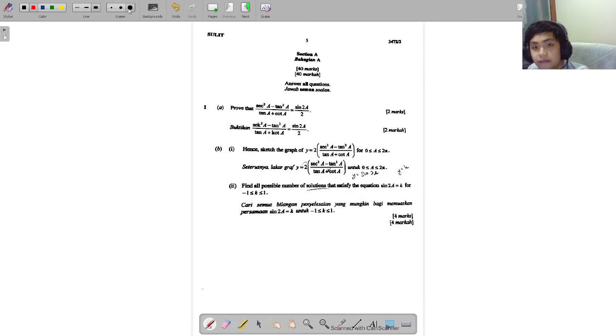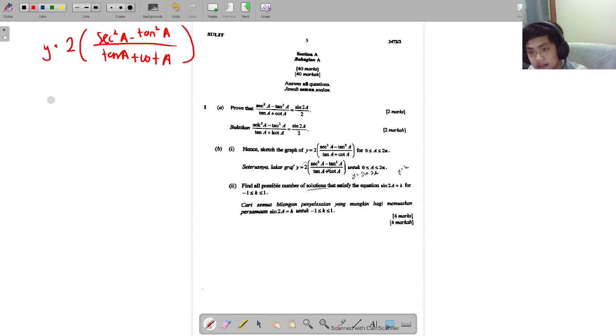So for B1, hence sketch the graph of y equals 2 secant square a. Now, assuming that you couldn't have done the first part, as in you couldn't have proven the first part, don't worry, you can still use whatever they gave you in the previous question. Alright, so obviously we're not going to sketch a graph like this. This graph is way too complicated.